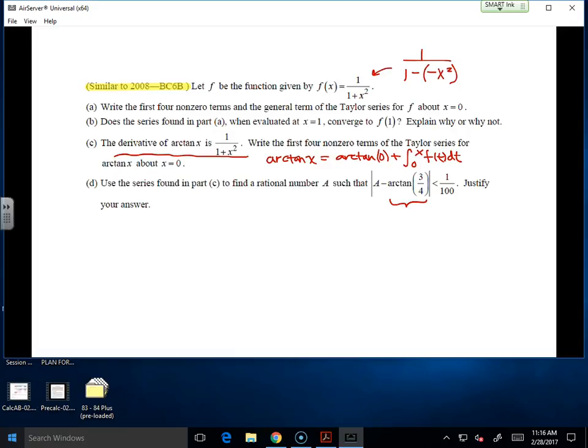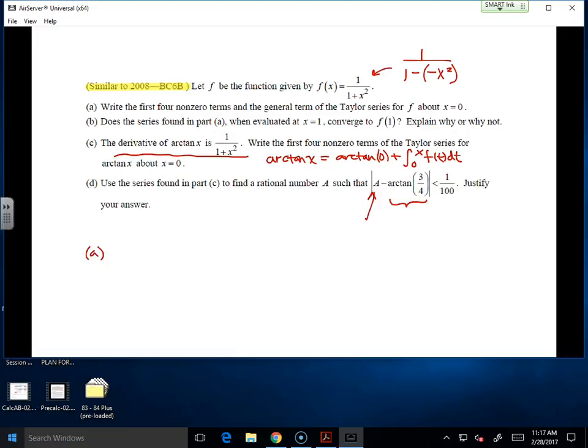If that's the exact, then don't we just have to plug into our Taylor series? Where would you plug that in there? Arctan, that's letter C, right? We find the first 4 non-zero terms of the Taylor series. So let's go ahead and find that real quick.